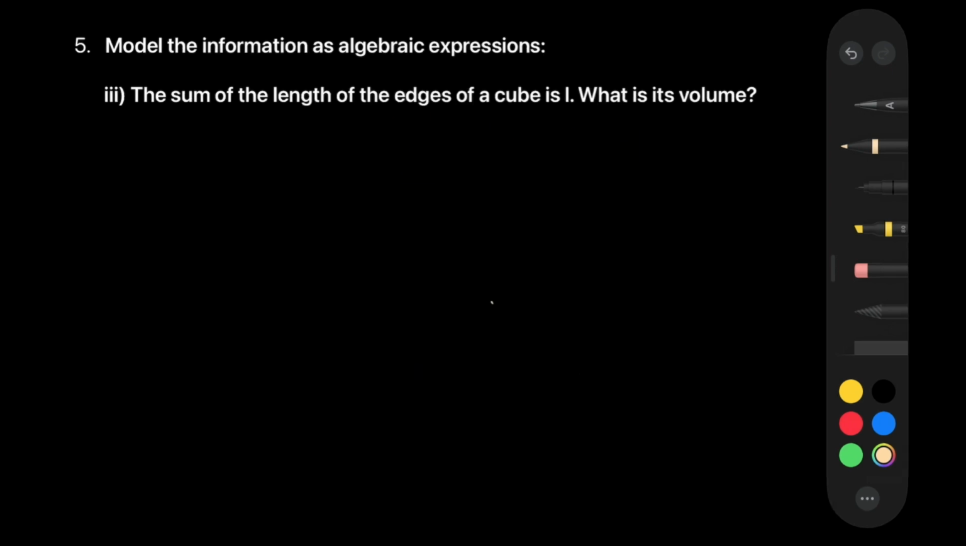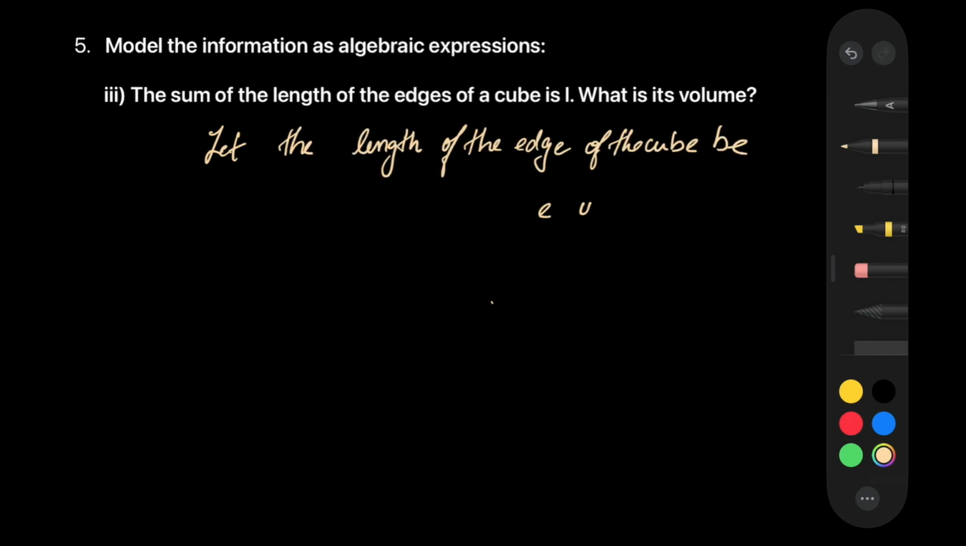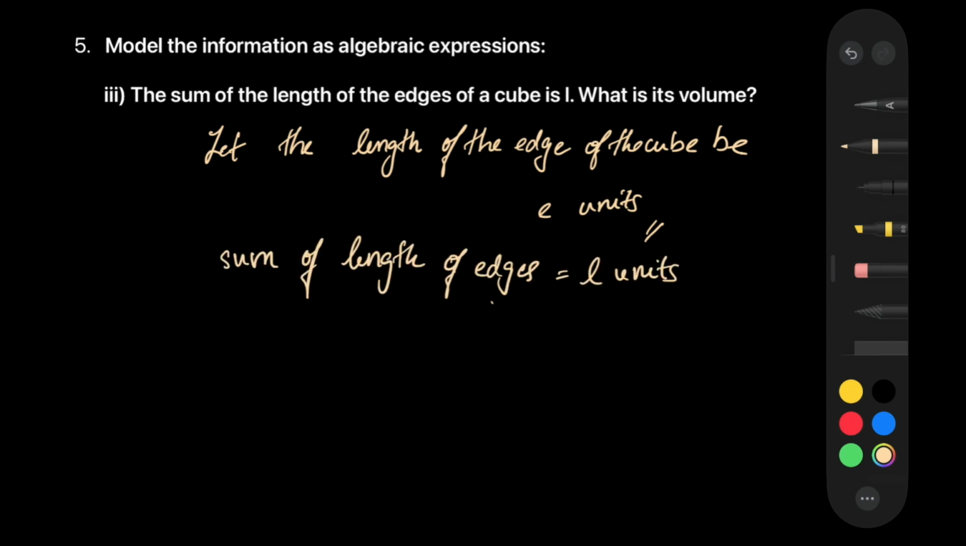Now moving on to the next question. The sum of the length of the edges of a cube is L. What is its volume? So first off, let the length of the edge of the cube be E units. It's given that the sum of the length of the edges is L units.